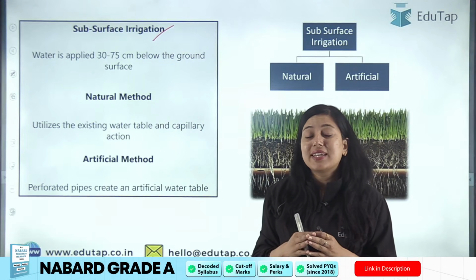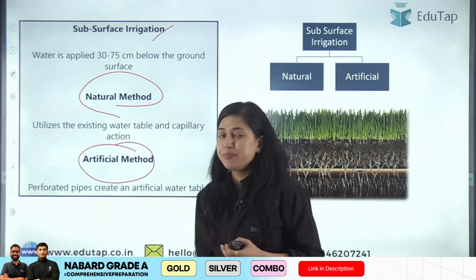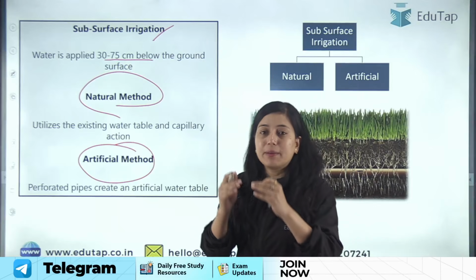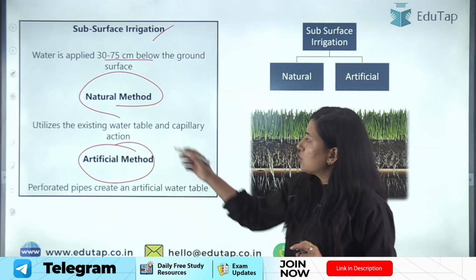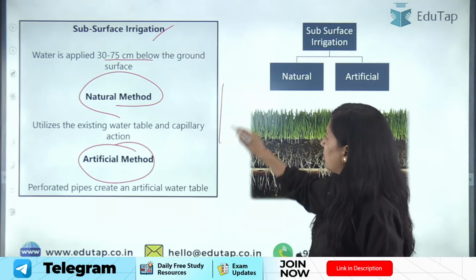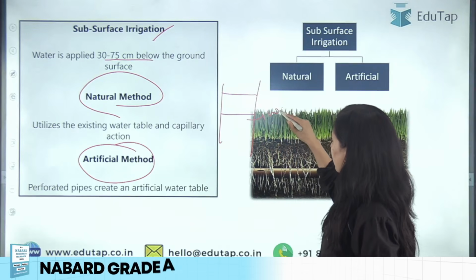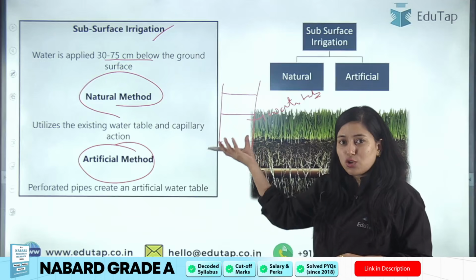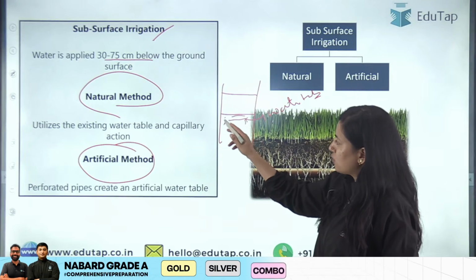Subsurface irrigation method is of two types, natural method and artificial method. In subsurface irrigation, water is applied 30 to 75 centimeter below the soil surface. So what is the natural method? Basically students, we have a soil profile, and in the soil profile we also have a water table. What is the water table? The water table is the water that is present and accumulated inside the soil.